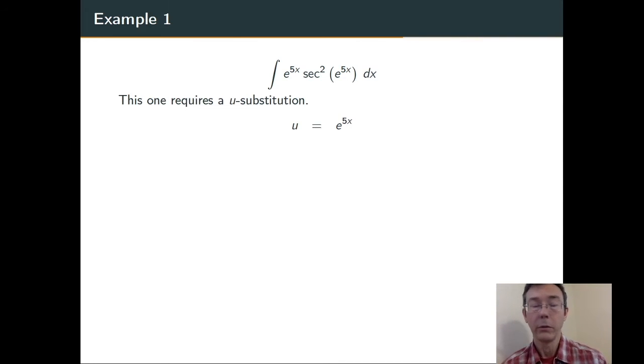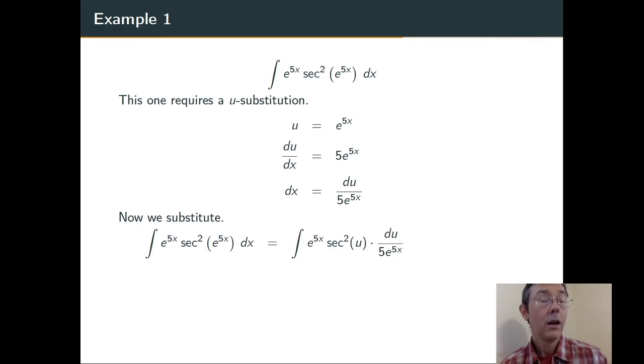This is a good one to use a u-substitution on. We have an inside function, e to the 5x, and its derivative appears as a factor in this integrand, at least up to a constant multiple. We set u equal to that inside function, e to the 5x, differentiate, and then solve for dx. dx equals du over 5e to the 5x. Now we substitute into our original integral. We take out the inside function and replace it with u equals e to the 5x. And we take out our dx and replace it with what that's equal to, du over 5e to the 5x.